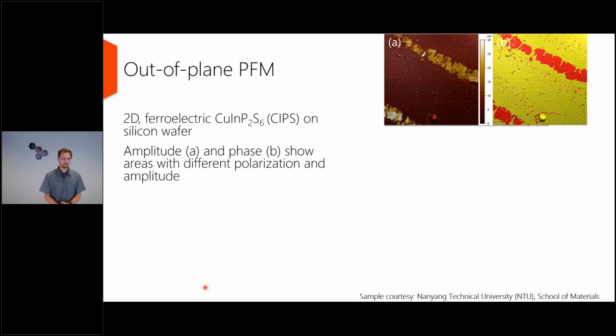A second example: this is CIPS, copper indium phosphor sulfide, placed on a silicon wafer that forms nice flakes. You can find them with the top view camera. You can put the cantilever on top of a flake and then you can measure it. On the left, you see the amplitude.